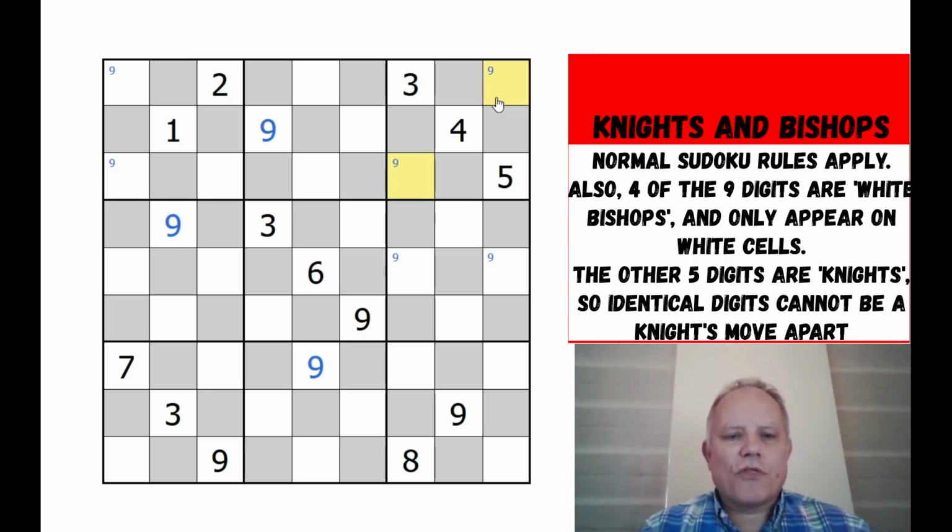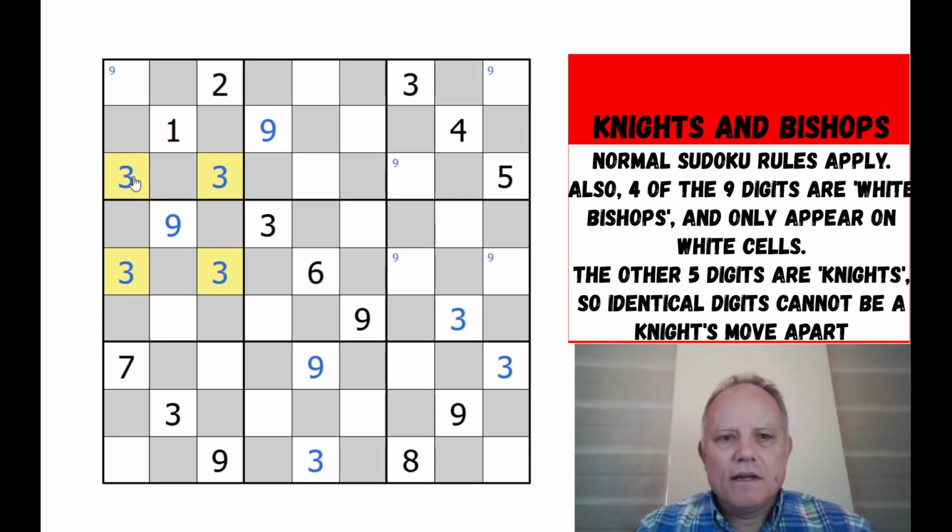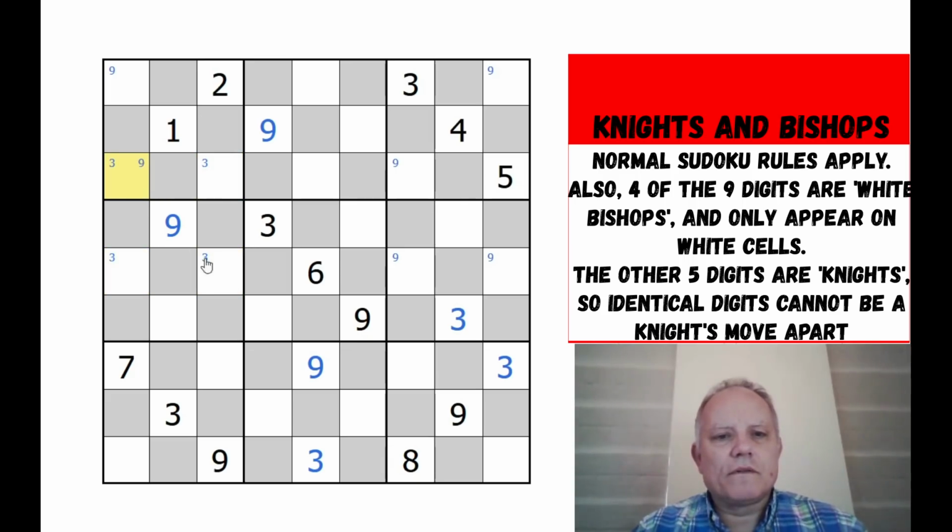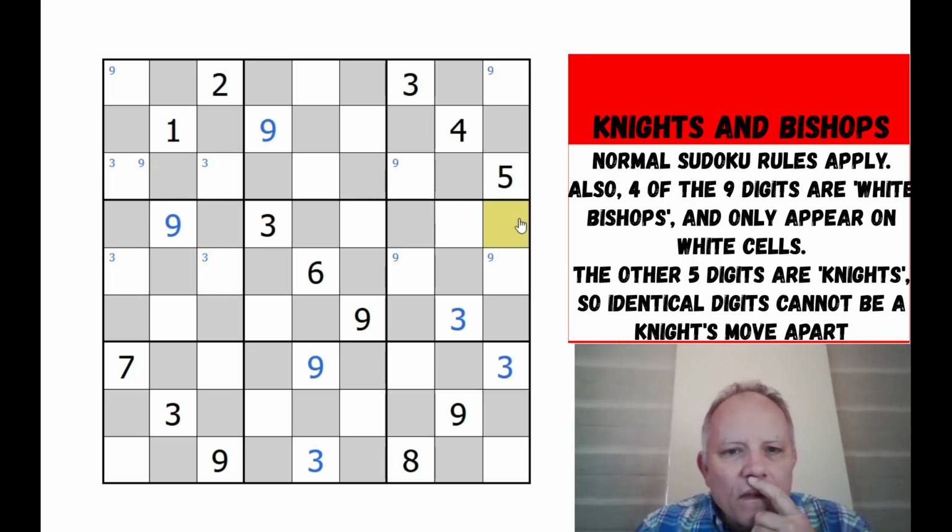So those are the 9s. And 3s, there are more than 1 three, so they must be bishops too. So we can put a 3 in here because these 2 are on the same row as that one. And here, that's a 3. And this one. Oh, and then the remaining 3s are in that configuration somewhere. So a diagonal of those.